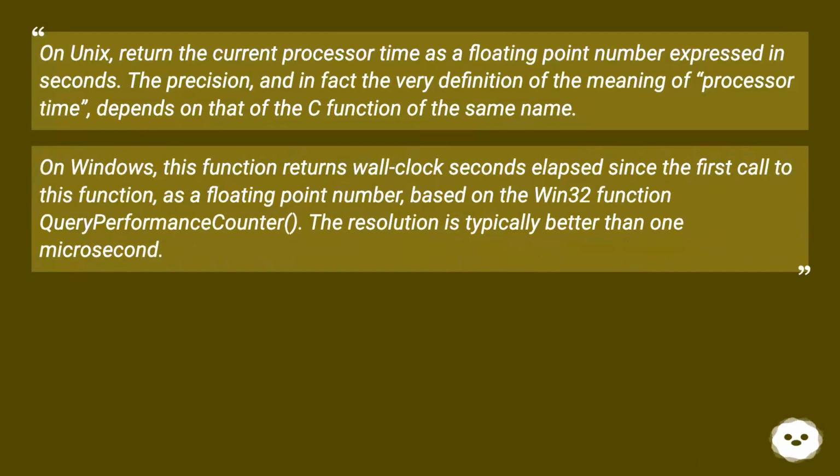On Unix, return the current processor time as a floating point number expressed in seconds. The precision, and in fact the very definition of the meaning of processor time, depends on that of the C function of the same name. On Windows, this function returns wall clock seconds elapsed since the first call to this function, as a floating point number, based on the Win32 function QueryPerformanceCounter. The resolution is typically better than 1 microsecond.